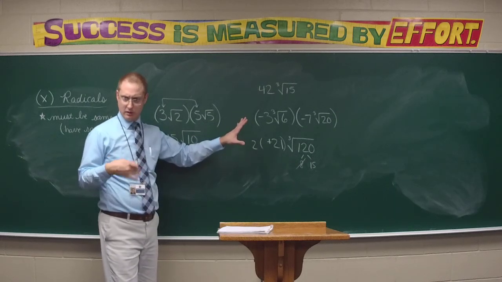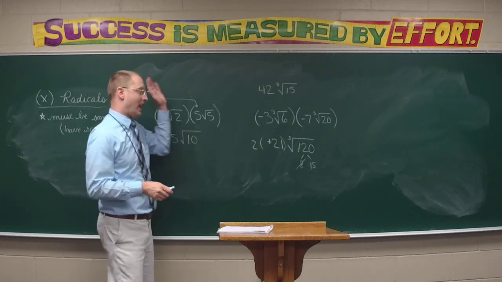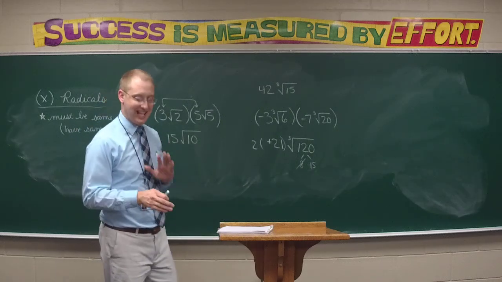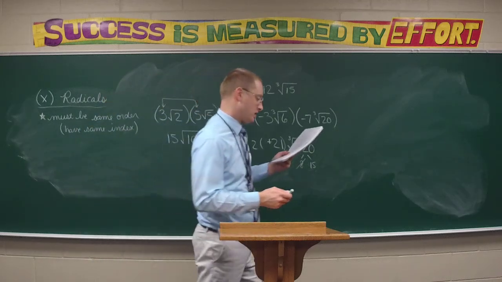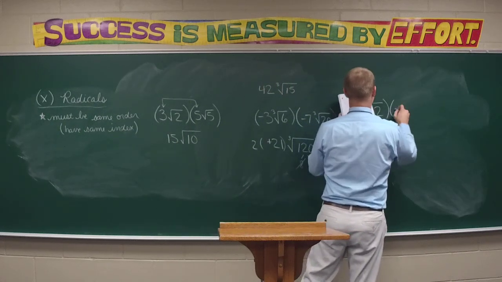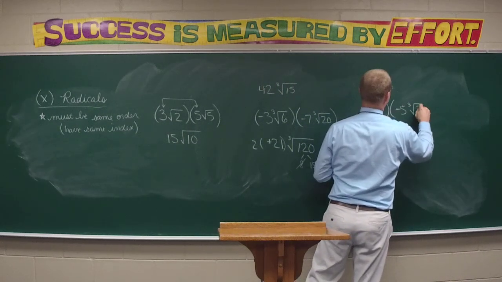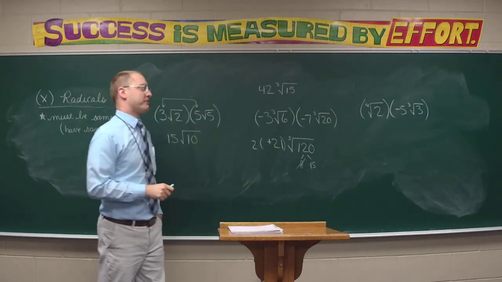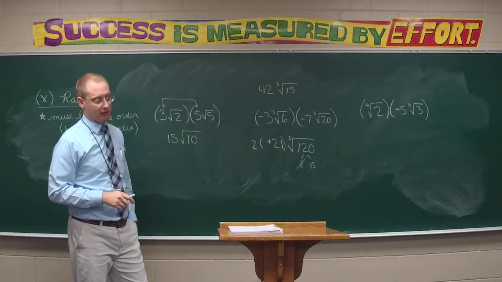Questions on this example? You see how easy it is? Again, the nice thing is instead of reducing everything and then trying to add, you only have to do one reducing and it's at the end of the problem, which I think is very nice. Write this one down. The 4th root of 2 times negative 5 times the cube root of 3.